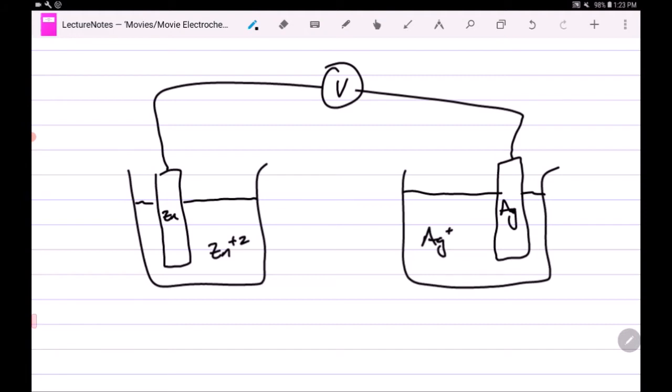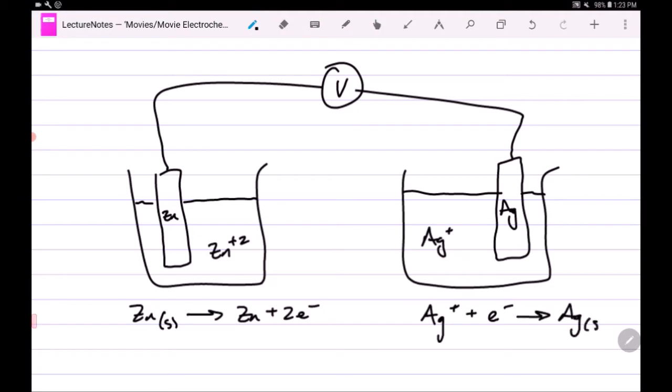Now we've got our half reactions. We should write underneath the beakers that they belong to. This one will be Zn goes to Zn2+ plus 2 electrons. And then this one will be Ag+ plus electron goes to Ag. Now why will it go this way?